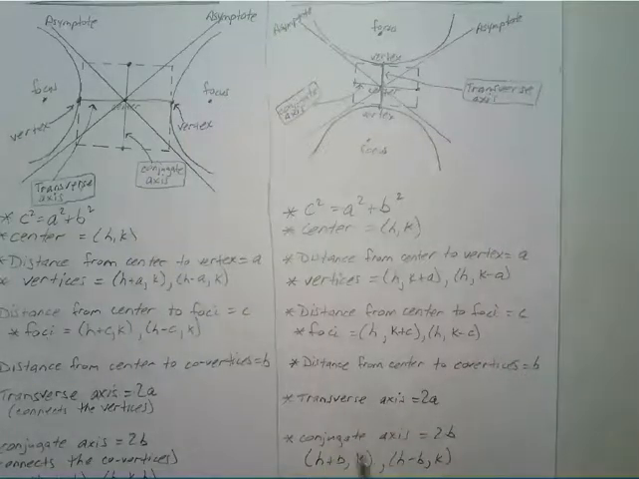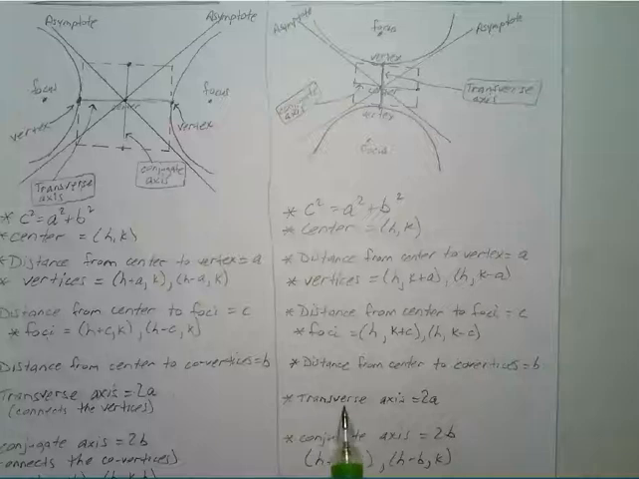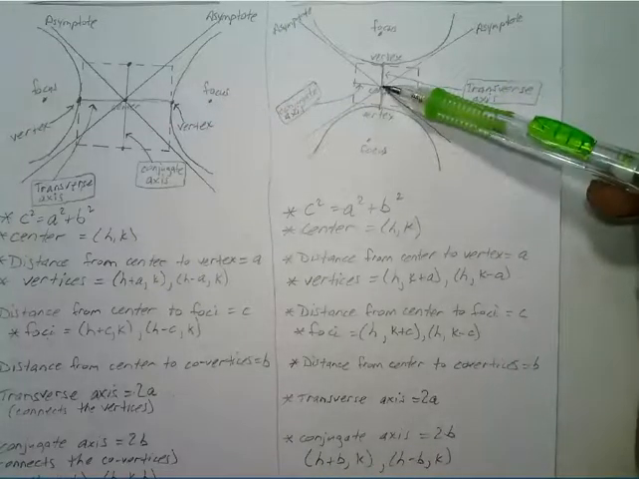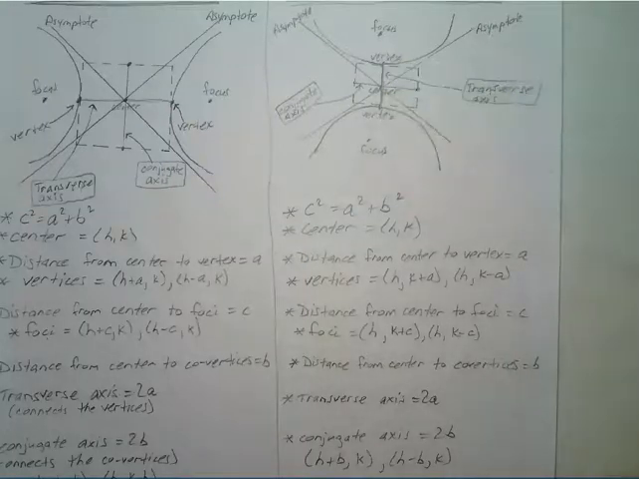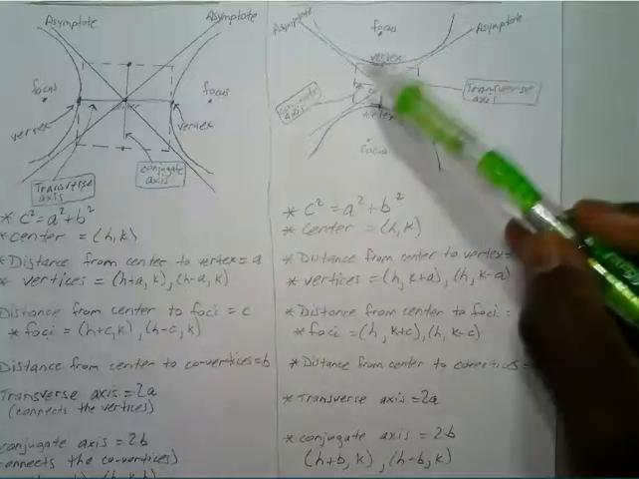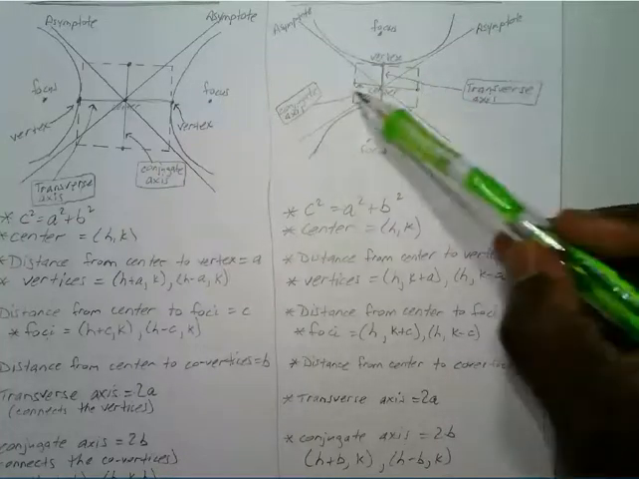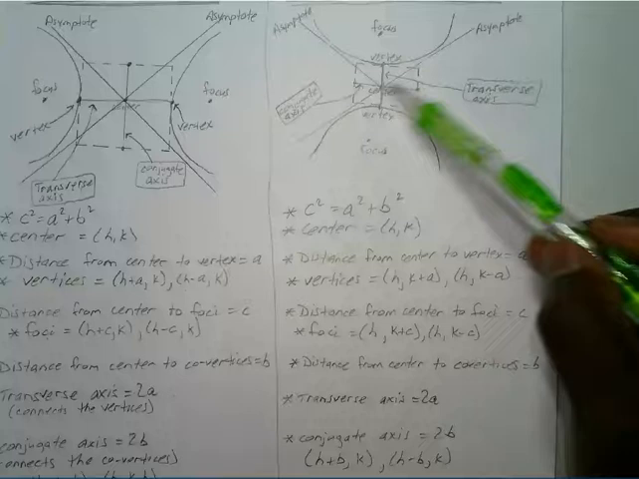The transverse axis is again 2a, but your a is the distance going up and down. Your conjugate axis, again, is 2b that connects the co-vertices, but your co-vertices in this case go left to right on your conjugate axis.